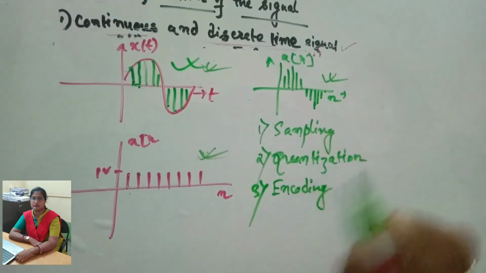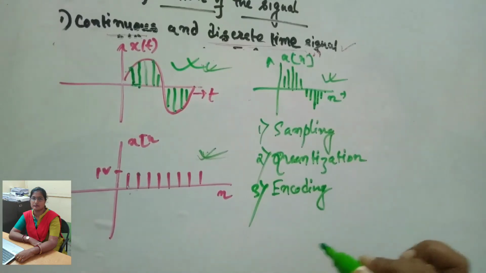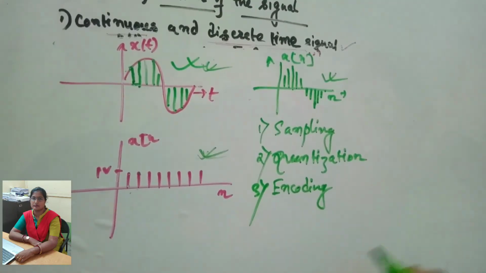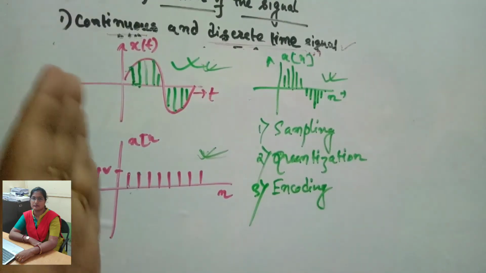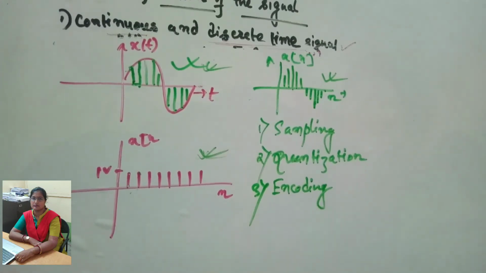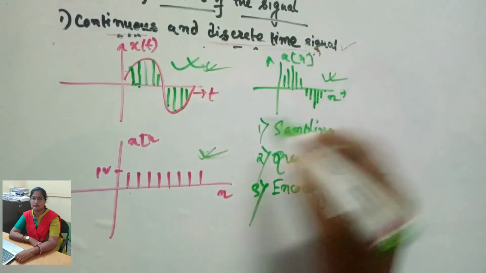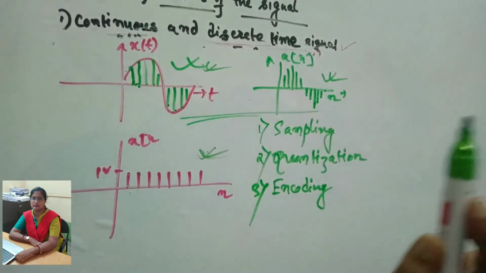But this is not our concern. Our concern is to get a discrete time signal from a continuous time signal. Hence, we are considering only the sampling process here.